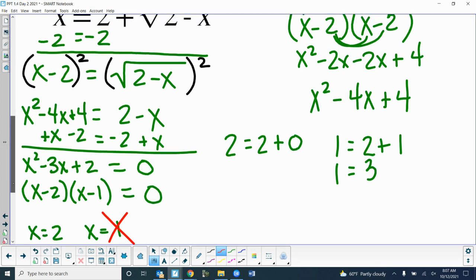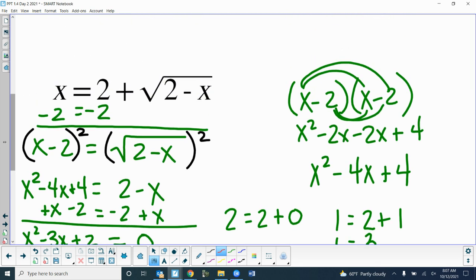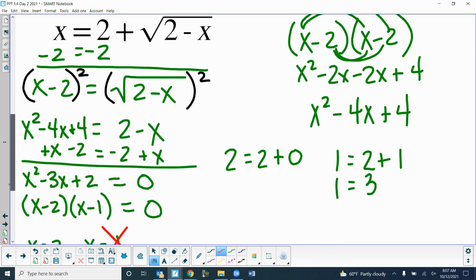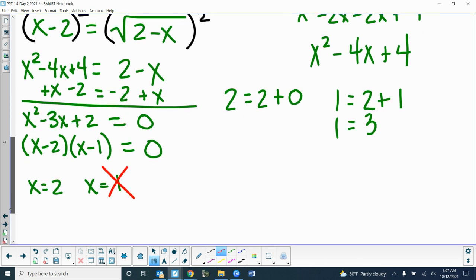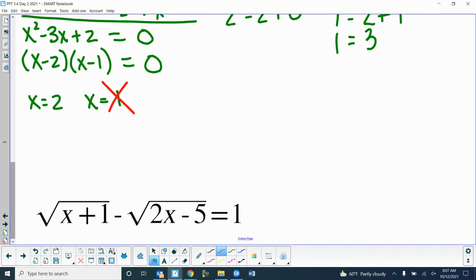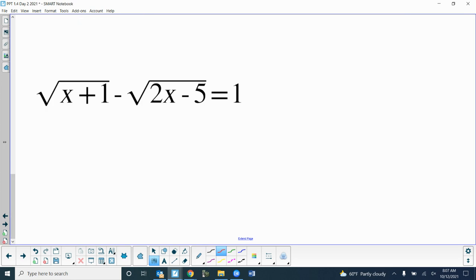All right, so in this situation, we had to get the 2 to the other side, so the square root part or the radical part was by itself. Then I squared both sides, ended up getting a quadratic equation and solved it. All right, sometimes you get this kind, where you have 2 radicals. All right, so the first thing you want to do is get one of them alone. So which one is probably easier to get alone right now?